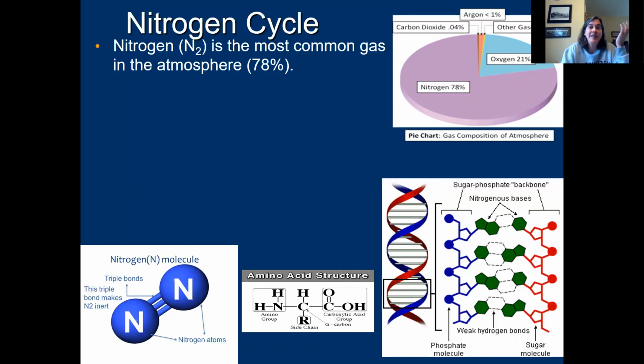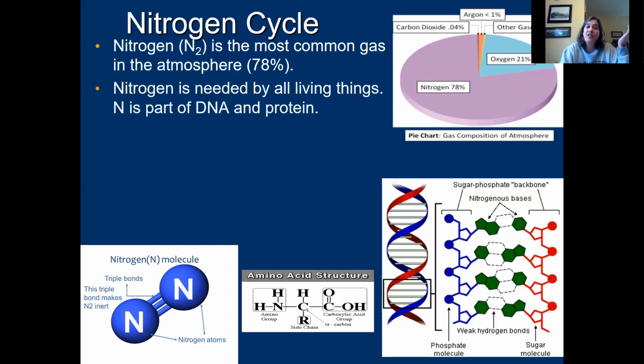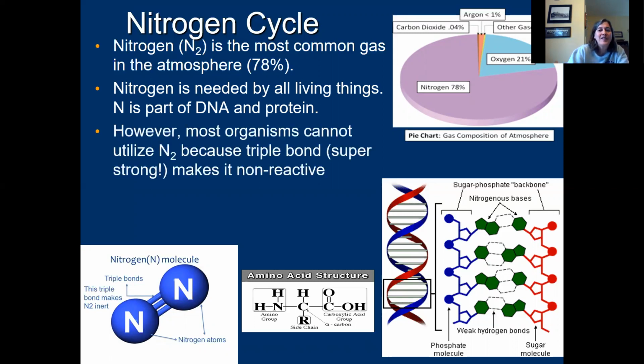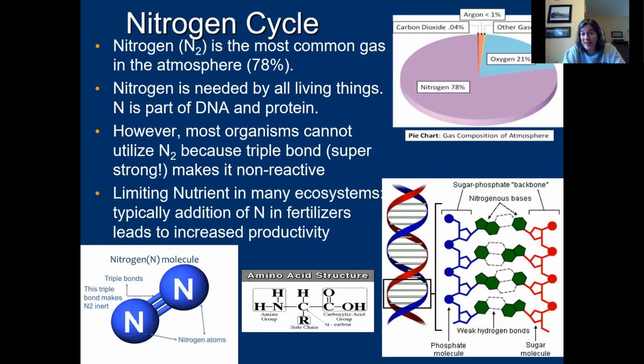So first off, what's the major reservoir for nitrogen on planet Earth? It is our atmosphere. Our atmosphere is 78% nitrogen, and that's in the form of nitrogen gas. So nitrogen is needed by all living things. It's the N of DNA and proteins. So there's a problem though, in that nitrogen gas in the atmosphere, that N2 molecule, if you look in the lower left of your screen down here, that's a triple bond. That is a super strong bond, okay? That bond is not going to be broken easily.